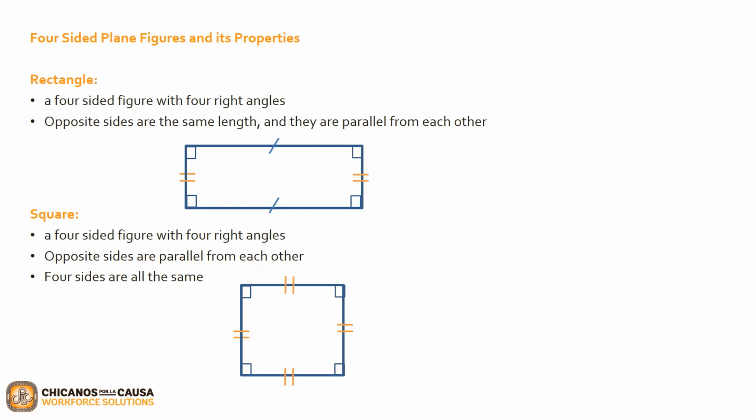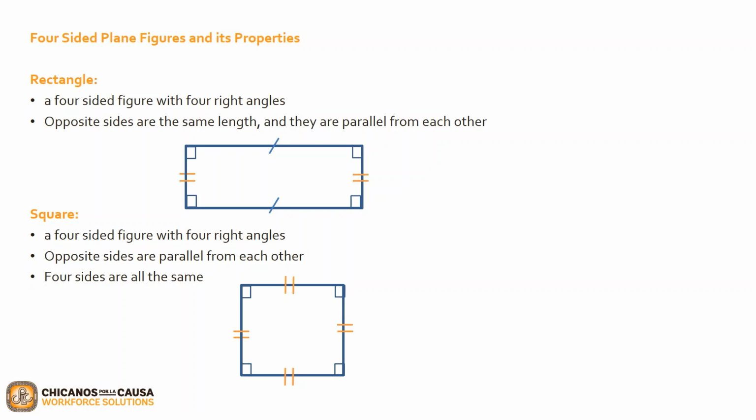You're very familiar with the first one, which is a rectangle. A rectangle is a four-sided figure with four right angles, meaning that if you were to add each angle of a rectangle, you will be getting 360 degrees, which is a property of a plane figure. Also with a rectangle, the opposite sides are the same length and they are parallel to each other. So if you look at the two horizontal lines on this rectangle, you will see that they have the same markings, meaning that they have the same length. On the other hand, the two vertical lines have the same markings as well. So that means that the two vertical lines have the same length too.